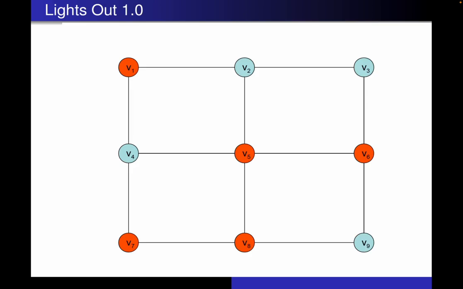So here's a slightly simpler version of the game. Instead of 5x5, we're going 3x3. Some of the ones are on, that's going to be the orange ones, and the blue ones are going to be off. And so we want to push the buttons so that all of them are blue.